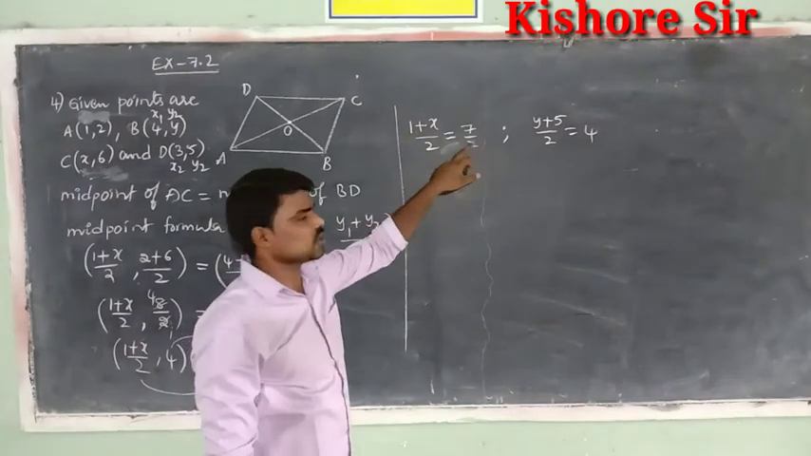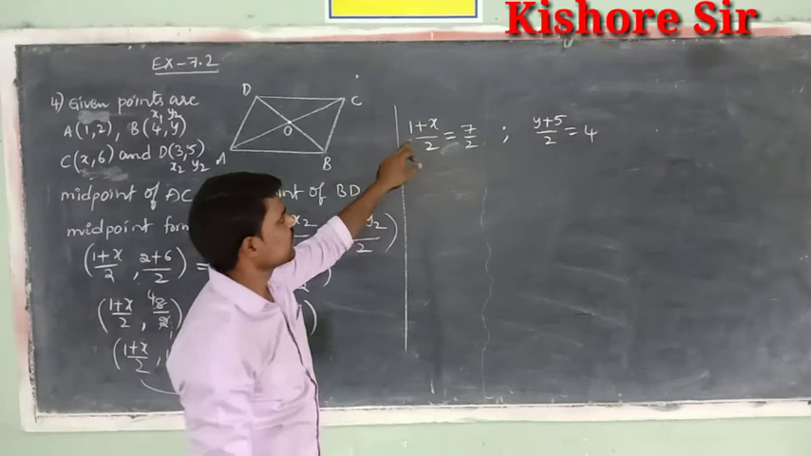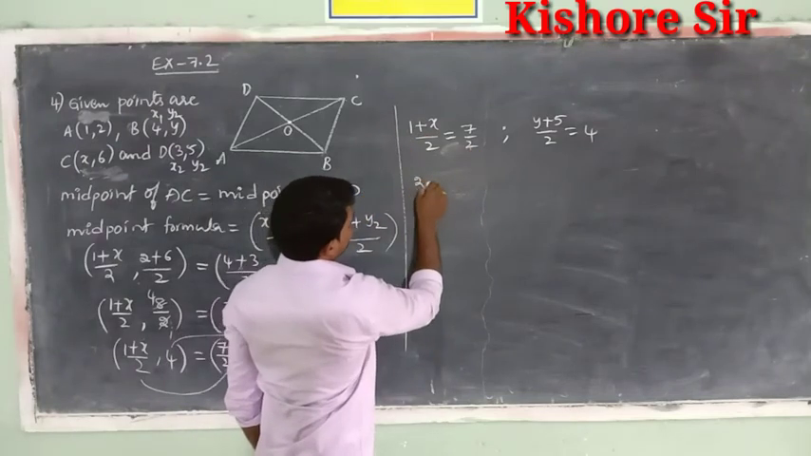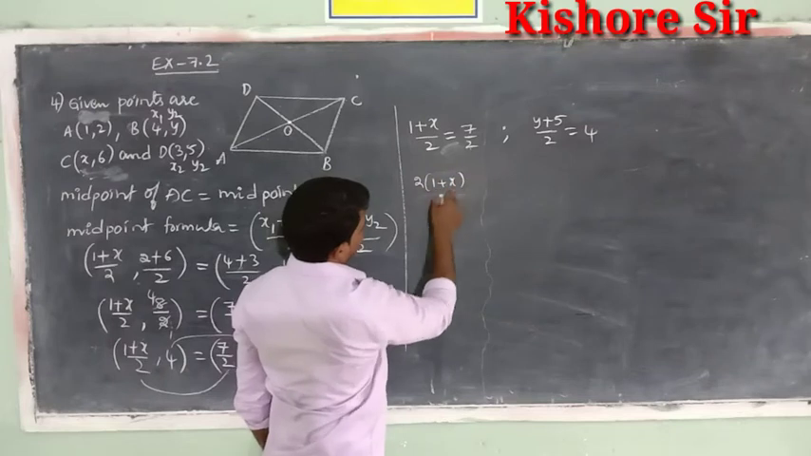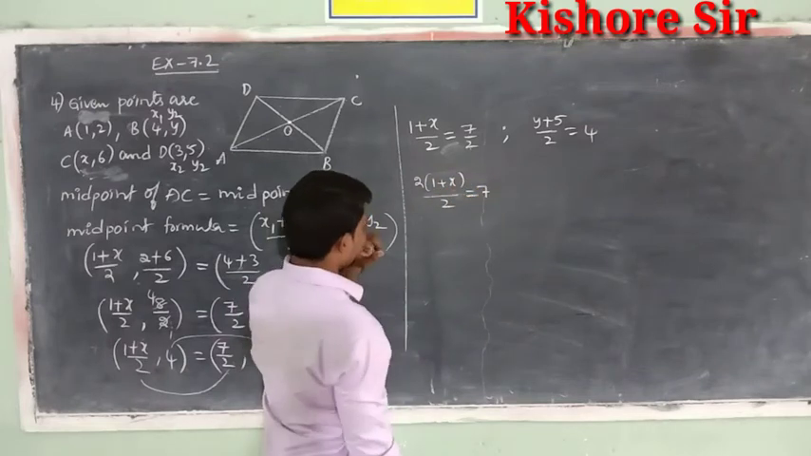So transpose 2 from RHS to LHS. Then division becomes multiplication. So 2 into (1 plus x) by 2 is equal to 7.